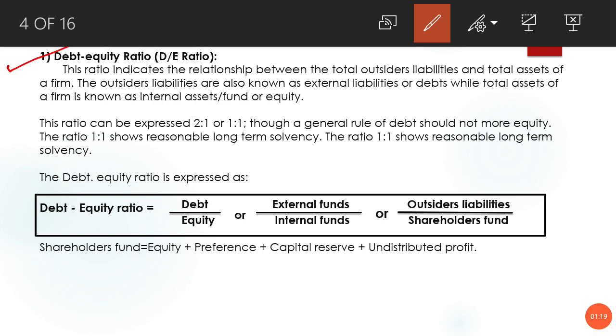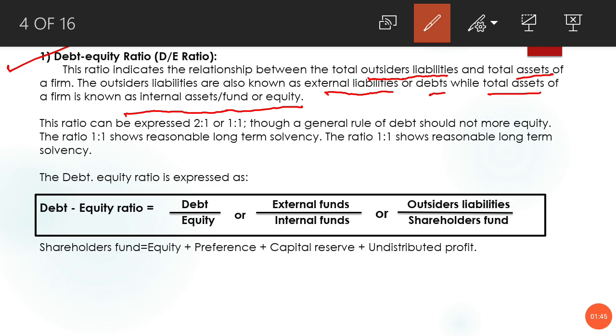1. Debt equity ratio. This ratio indicates the relationship between the total outsider liabilities and the internal funds of a firm. The outsider liabilities are also known as external liabilities or debts, while the internal fund of a firm is known as shareholders' fund or equity.